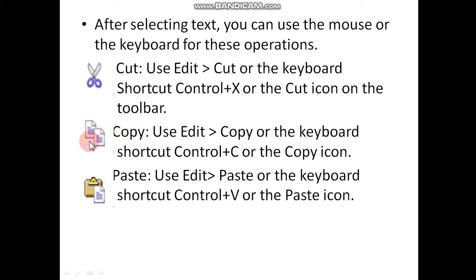Next, copy. That type of symbol is available, so use that symbol, otherwise use Edit, Copy, or the keyboard shortcut Ctrl+C or the Copy icon. The shortcut key used for copy is Ctrl+C. Now the paste option, that type of symbol is available, otherwise use Edit, Paste, or the keyboard shortcut Ctrl+V or the Paste icon. The shortcut key to use for paste is Ctrl+V. Remember three shortcut keys: for cut Ctrl+X, for copy Ctrl+C and for paste Ctrl+V.